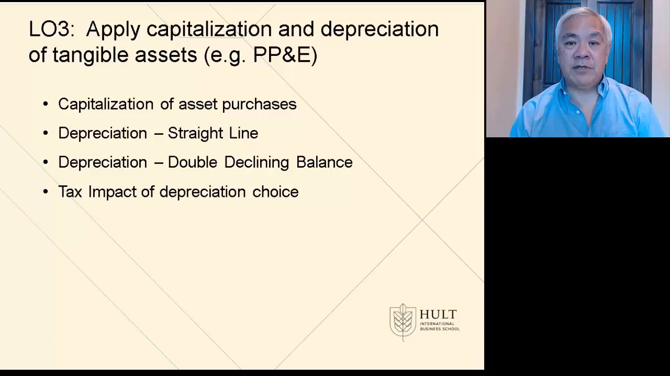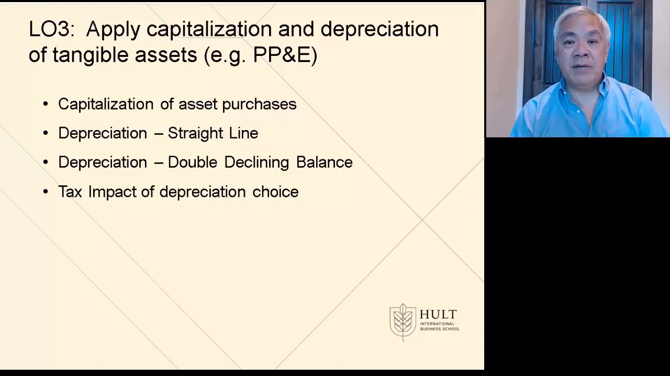Now, there are different methods for depreciation, many more than two, but in this particular module, we're going to use two of the more common ones. One is straight line, and the other is double declining balance. Straight line is, as the name implies, straight line, same amount every year. Double declining balance is one of the ones we call accelerated, which means we take a bigger depreciation up front in year 1, and then it tapers off in years 2, 3, 4, and 5. In total, we're going to depreciate the same amount.